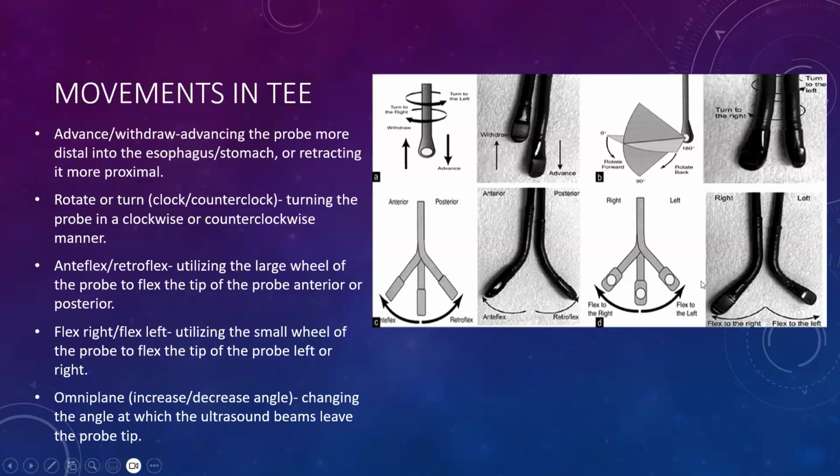One thing I will always say is that you do want to be very careful about your left-right flexion while you're in the esophagus. As you can imagine, this is a little bit of a strain on the esophagus to have extremes of flexion in the left-right direction. Obviously you want to be careful about antiflexion and retroflexion, but that's generally going to be tolerated a lot better. And then we have that omniplane angle, like I mentioned before. That just changes the angle at which the ultrasound beams leave those piezoelectric crystals.